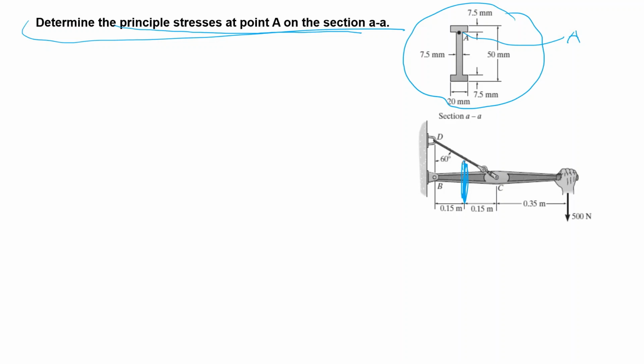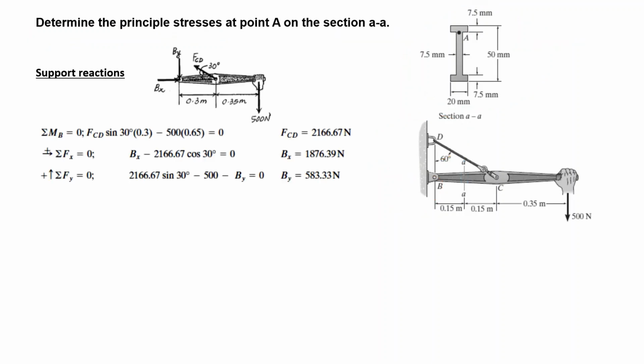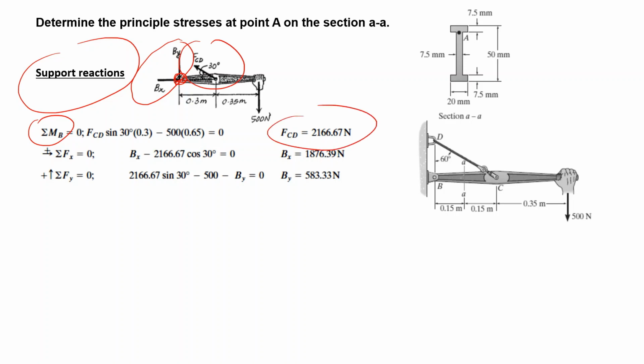First, in this case, we have some supports, and we have to calculate the support forces. When you do this calculation of support reactions, I will not go into detail. You write sigma M_B and you find this value, F_CD, and writing sigma Fx and sigma Fy equal to 0, you determine the two support forces, Bx and By. So we have determined the three unknowns.